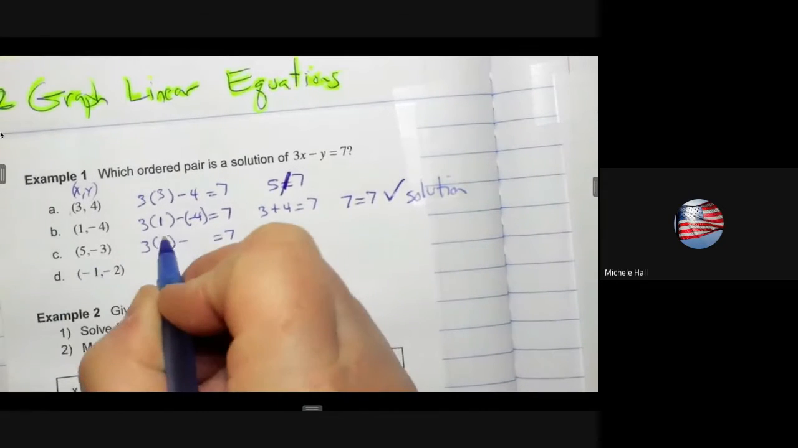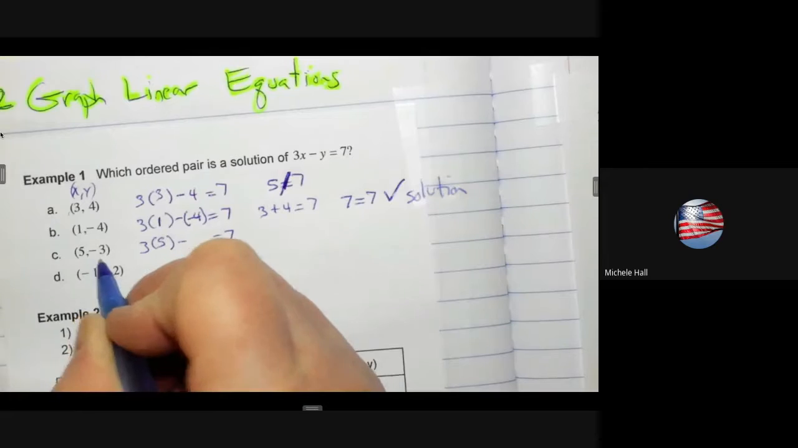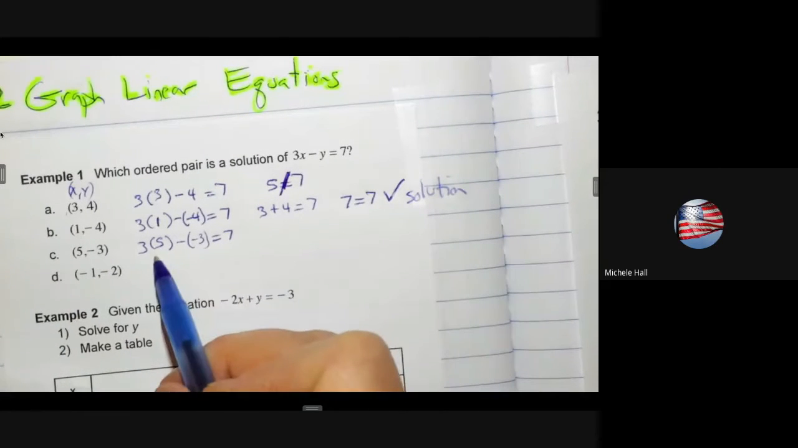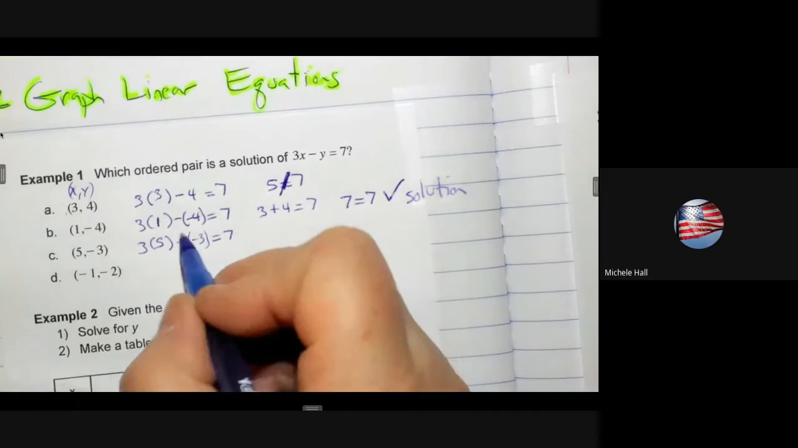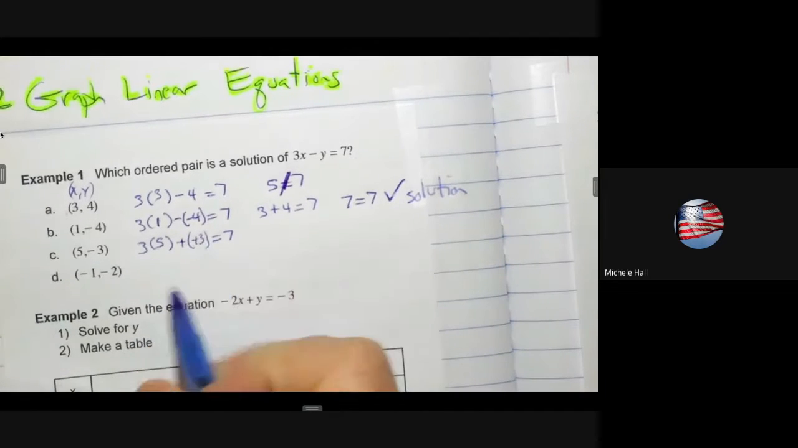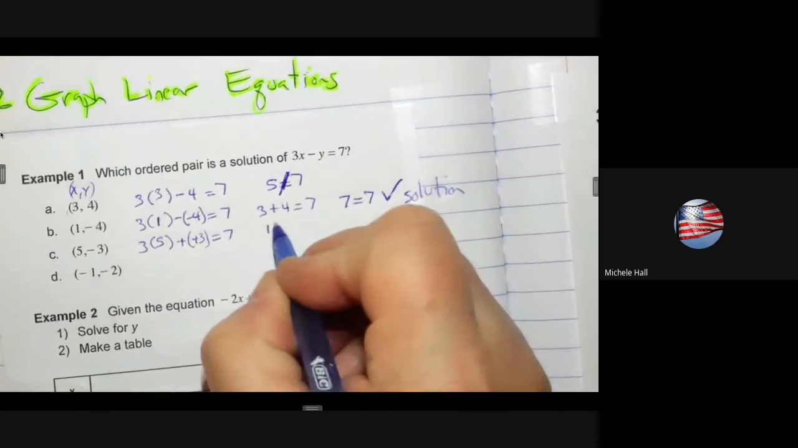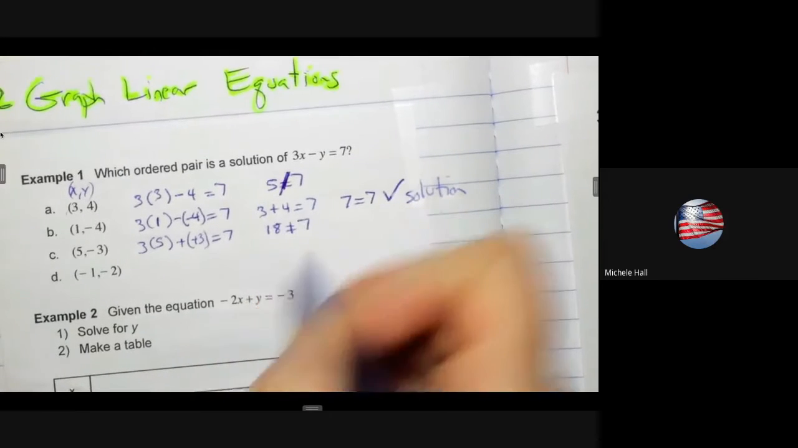Problem C, 3 times my x minus my y. Our x is 5, and again, our y is a negative number, so those are double negatives, negative 3. 3 times 5 is 15. If I clean up these double negatives, we have 15 plus 3 is 18, and 18 does not equal 7.